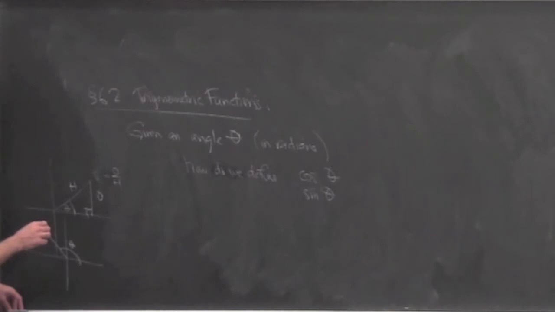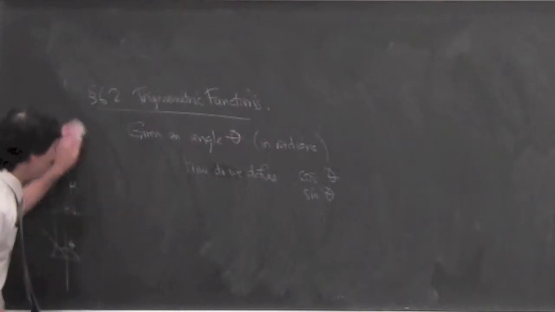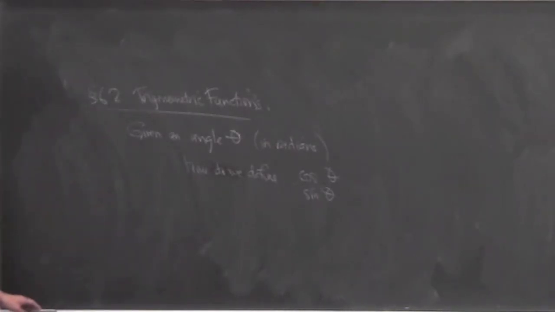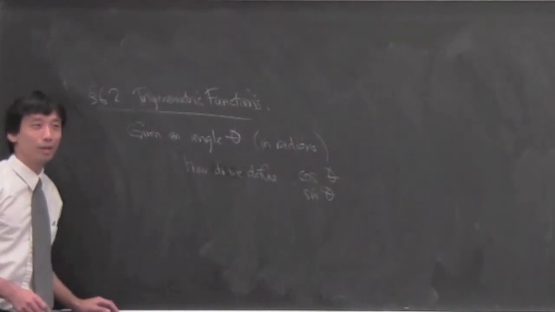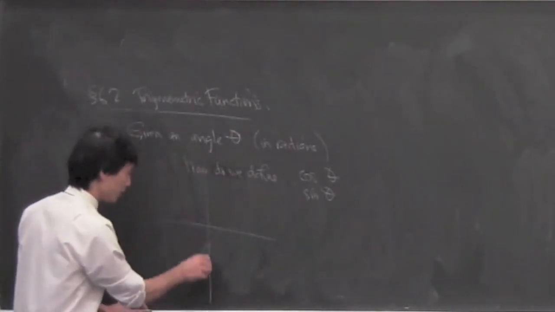Supplementary angles. So you use something about supplementary angles or properties of sine, and you do it like that. So that's one way of defining the sines and cosines. Actually, there's another more natural way, which is to use the circle, and you say it like this.